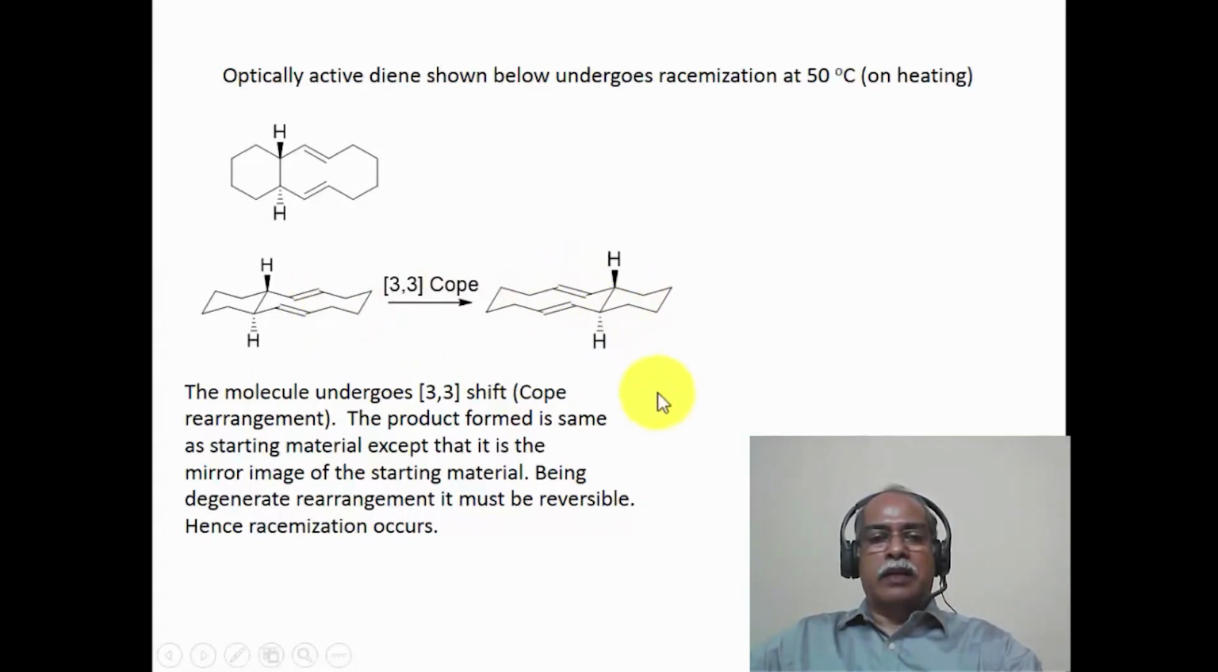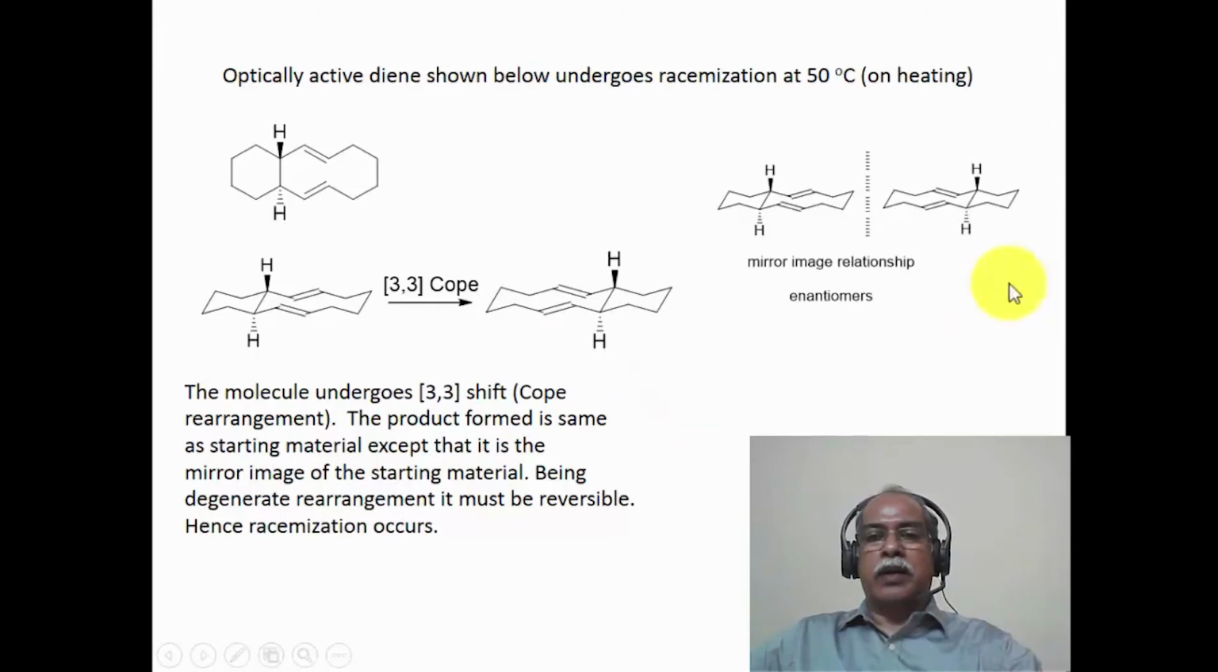What is important to recognize is that the starting material and the product have a mirror image relationship. In other words, they are enantiomers of each other. So once you have a 1:1 mixture of enantiomers, then that is essentially a racemization process. That is why this molecule on heating gives the mirror image product, and hence the racemization takes place quite readily because of the reversibility of the Cope rearrangement, being favorable in either direction.